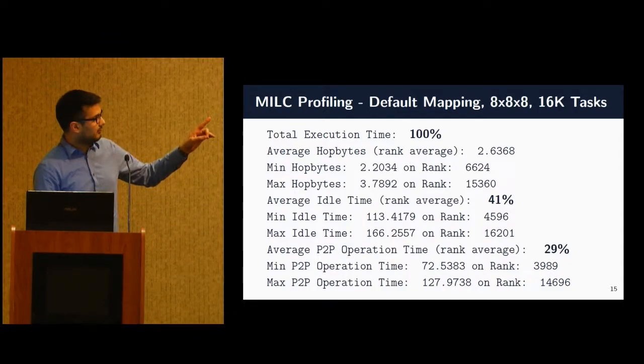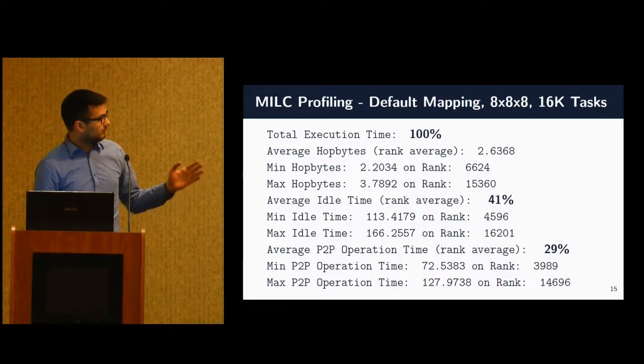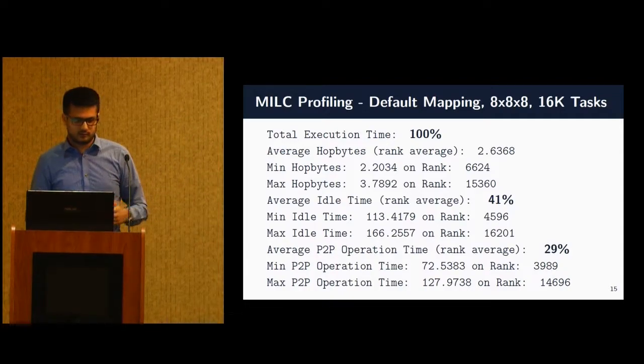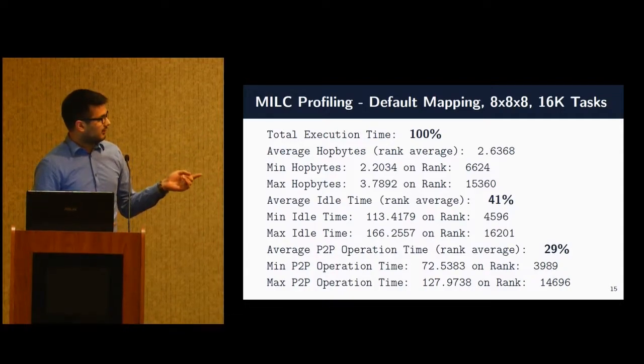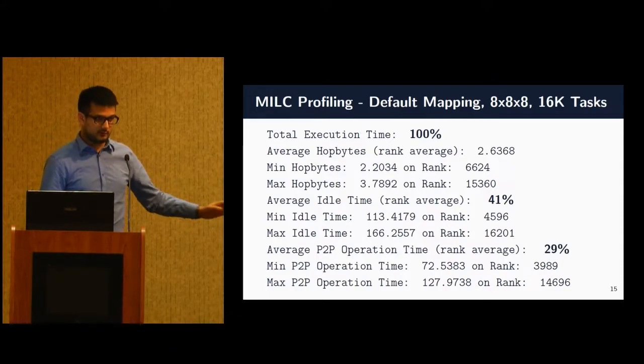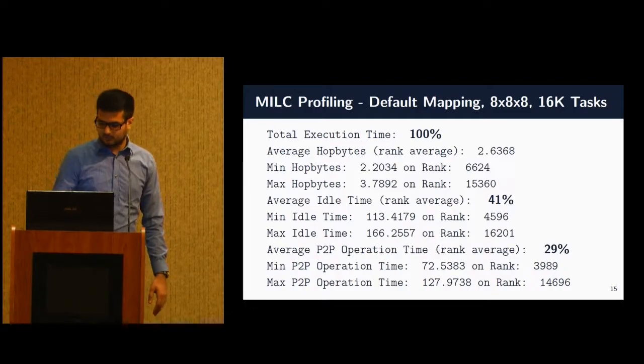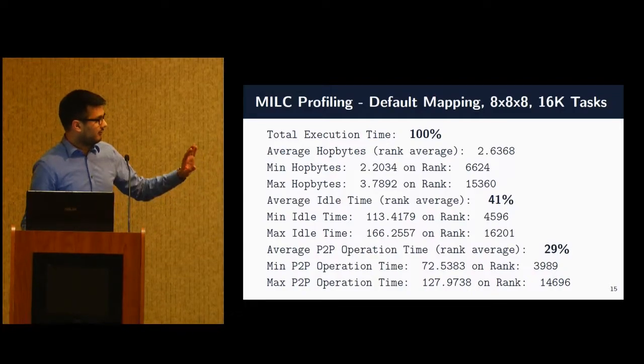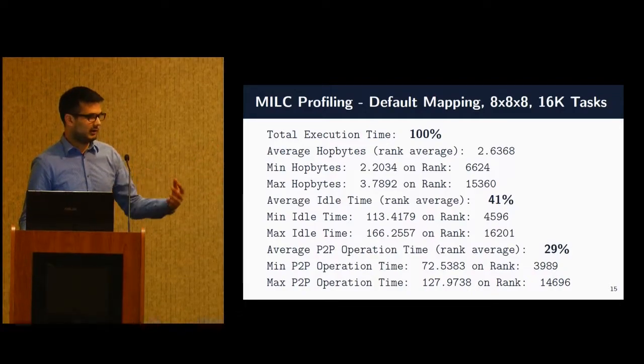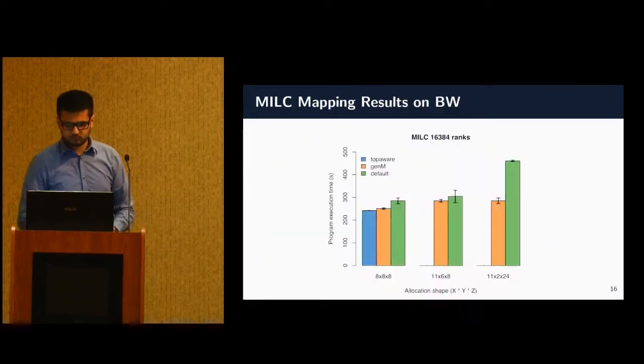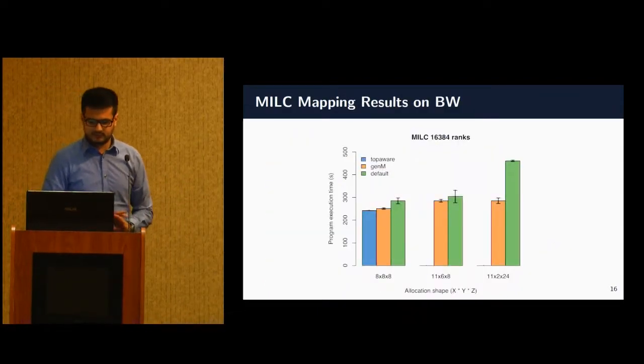So this is a default mapping on 8x8x8 shape with 16K tasks on Blue Waters. We see the average point-to-point time is 29%. We also have stuff for collectives that I've elided from the slide, but there's a lot more that Topo Profiler collects. But in any case, you can see that we have a lot of scope for topology-aware mapping for this application. So looking at some results really fast.